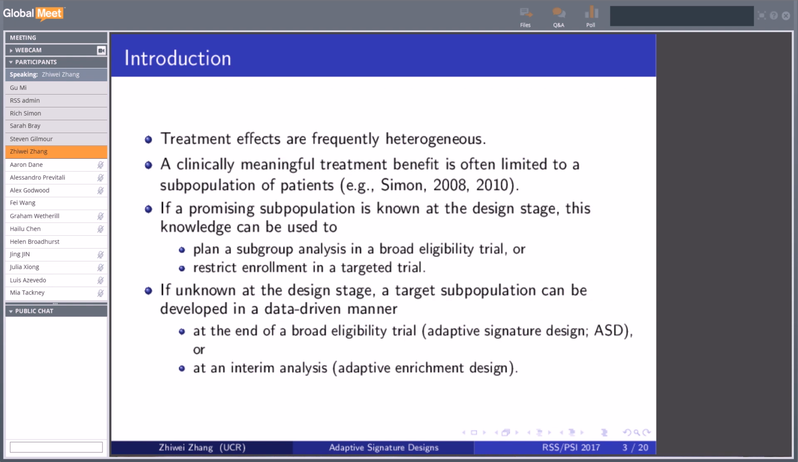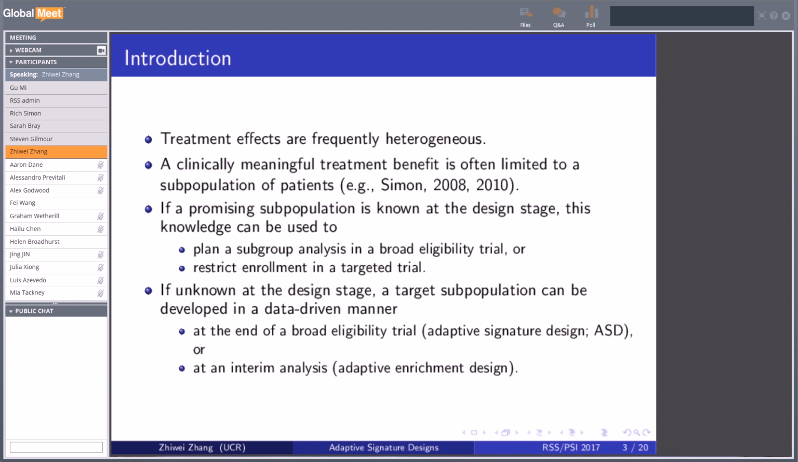If a promising subpopulation is known at the design stage, this knowledge can be used to plan a subgroup analysis in a traditional broad eligibility trial or to restrict enrollment in a targeted trial, depending on how confident we are about the subpopulation. Such a predefined subpopulation is often unknown at the design stage.